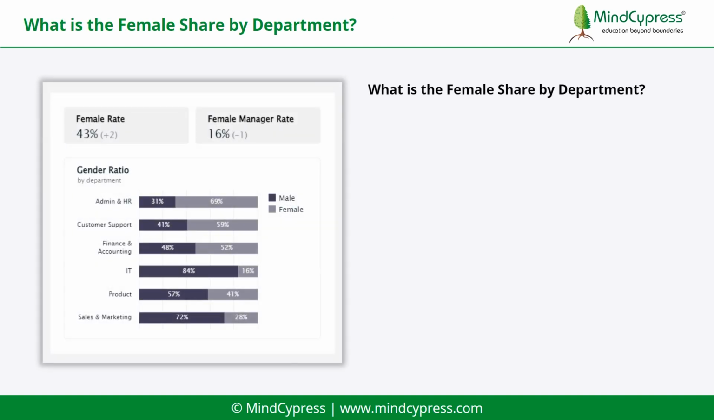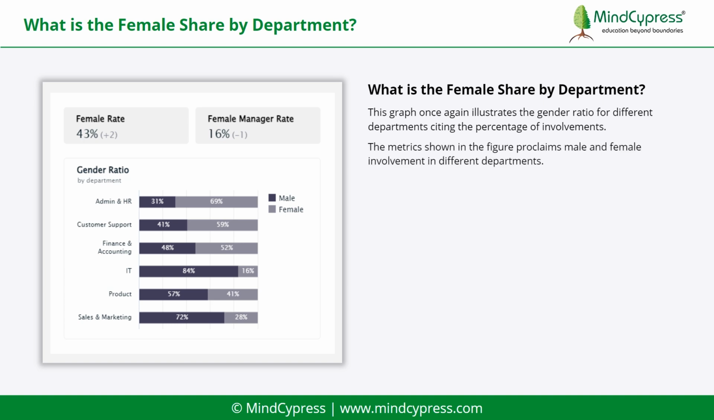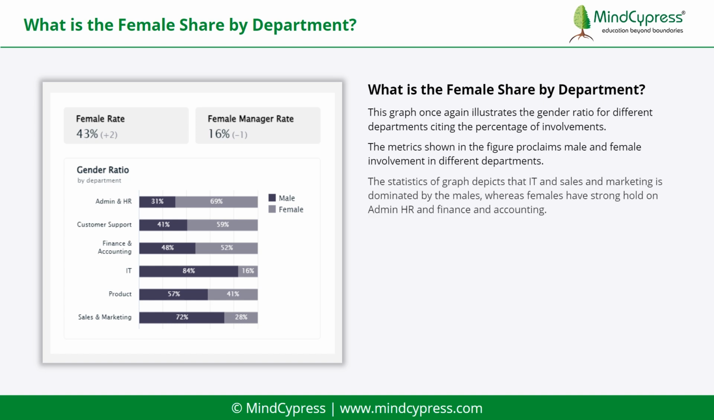What is the female share by department? This graph once again illustrates the gender ratio for different departments, citing the percentage of involvement. The metrics shown in the figure proclaim male and female involvement in different departments. The statistics of the graph depict that IT and sales and marketing are dominated by males, whereas females have a strong hold on admin, HR and finance and accounting.